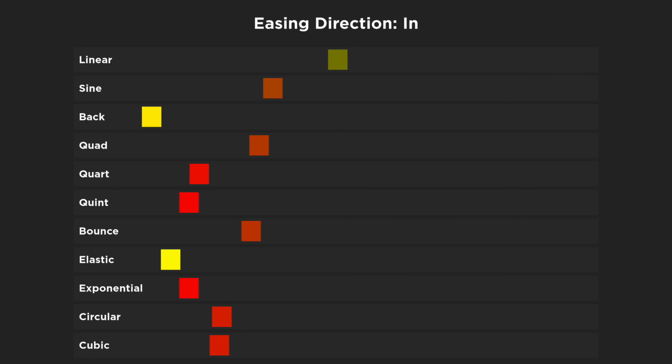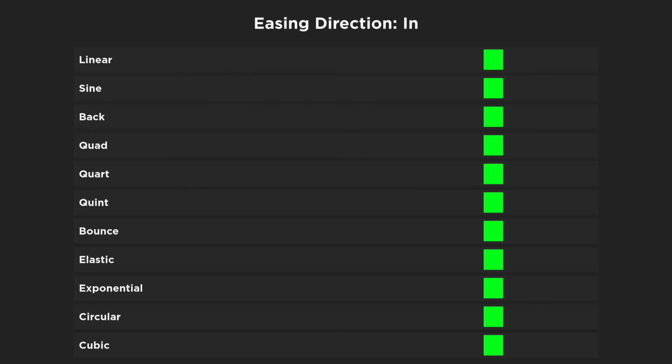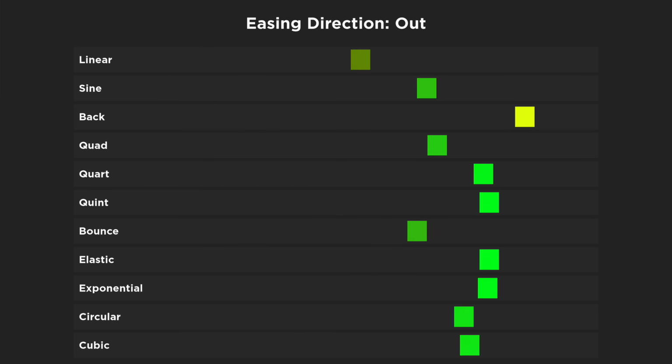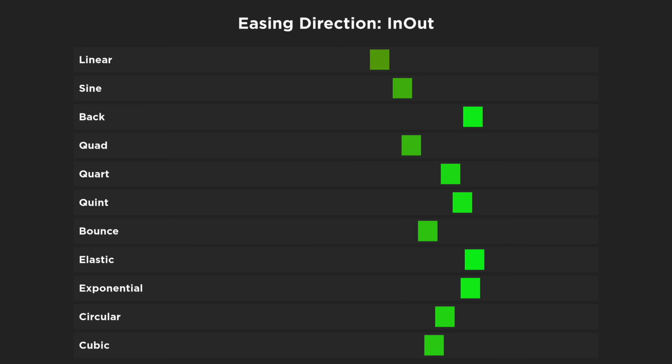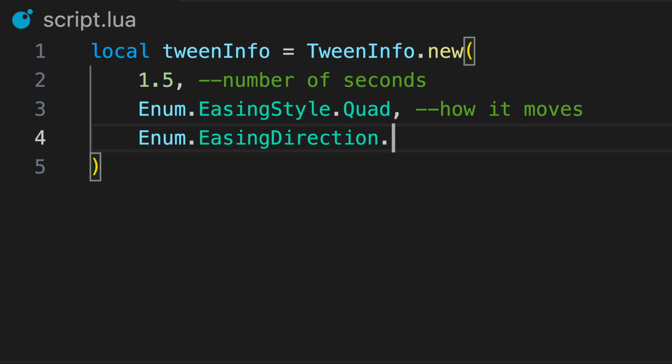Next, we can choose the style's easing direction. Choosing the direction allows us to play the animation normally, in reverse, or between the two. Feel free to try some of these at the end of the video. Let's just use the out direction, as this is the default.